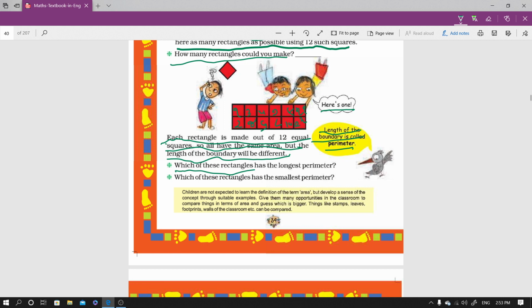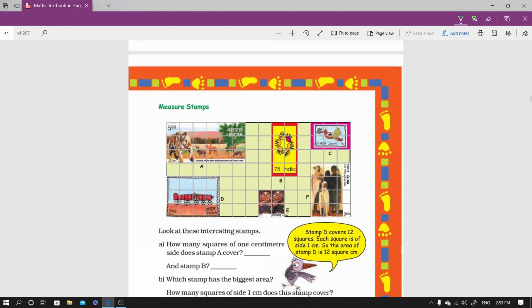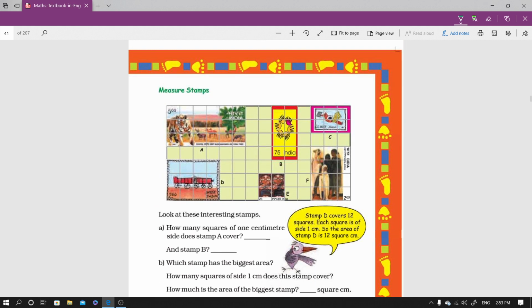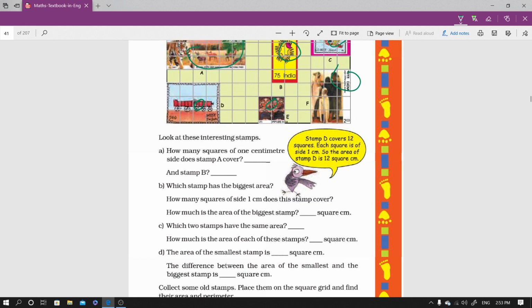Which of these rectangles has the longest perimeter? Which of these rectangles has the smallest perimeter? Measure the stamps. એટલે આ સ્ટેમ્પ્સને આપણે મેજર કરવાના છે, આ બધા સ્ટેમ્પ્સને. Look at the interesting stamps.